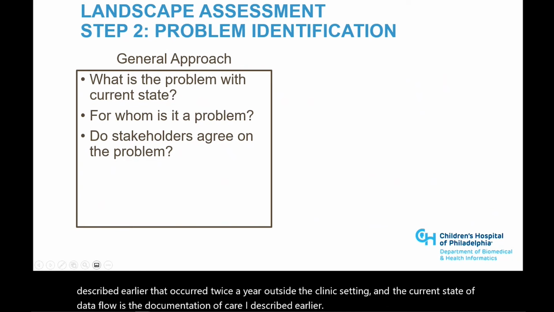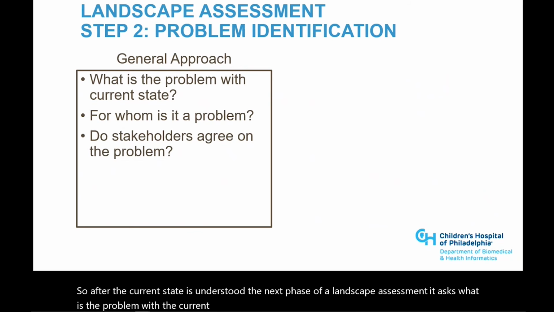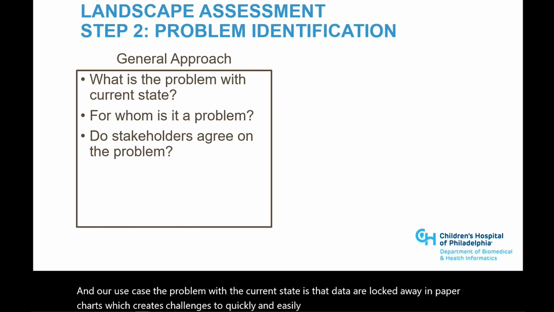So after the current state is understood, the next phase of a landscape assessment asks, what is the problem with the current state? For whom is it a problem, and do the stakeholders all agree on the problem? In our use case, the problem with the current state is that data are locked away in paper charts, which creates challenges to quickly and easily analyze the data and generate reports.